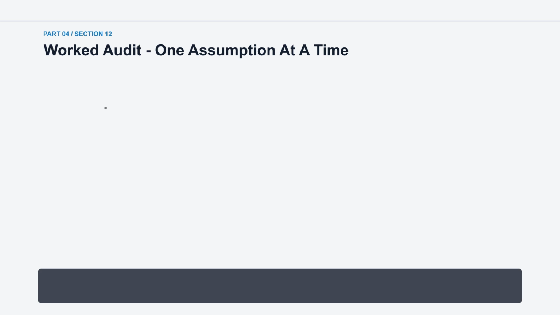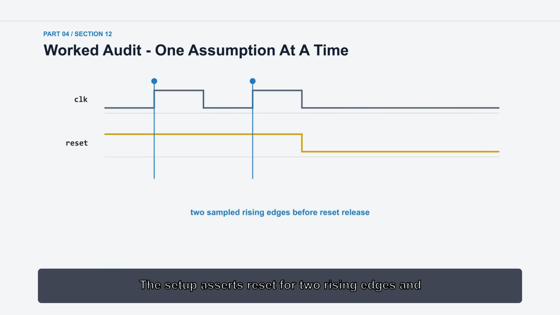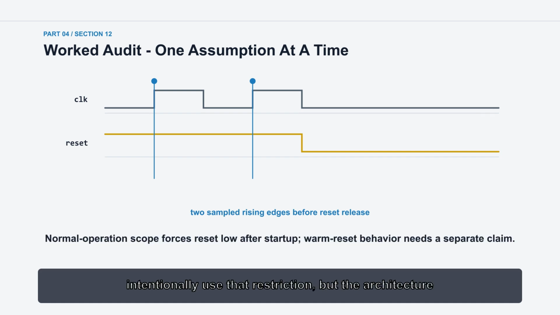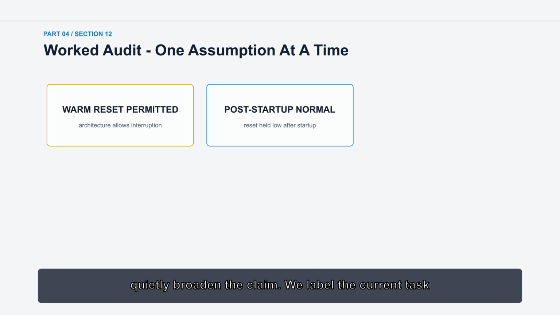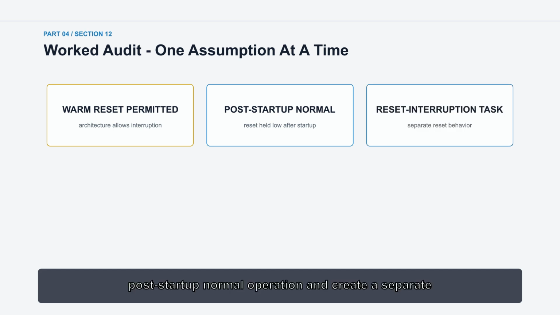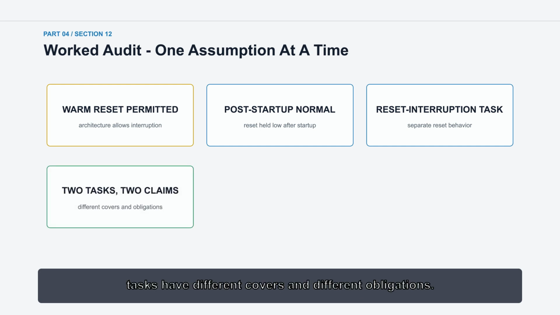Next, inspect reset. The setup asserts reset for 2 rising edges and then forces it low forever. Our normal operation task may intentionally use that restriction, but the architecture also permits a warm reset. We therefore do not quietly broaden the claim. We label the current task post-startup normal operation and create a separate reset interruption task in the verification plan. The 2 tasks have different covers and different obligations.